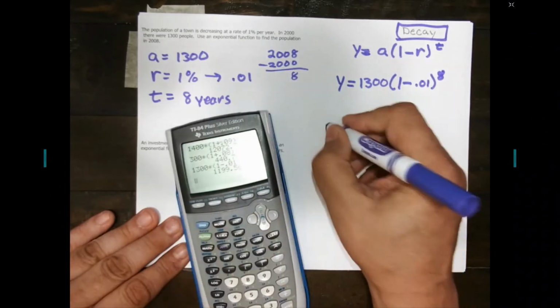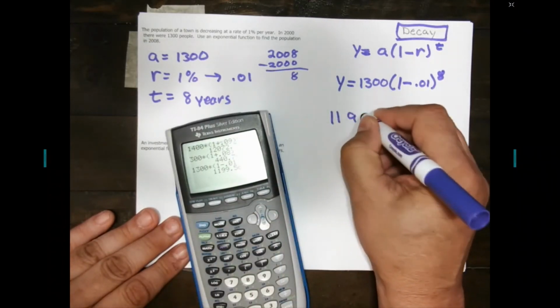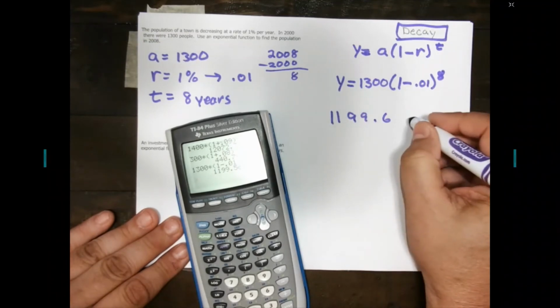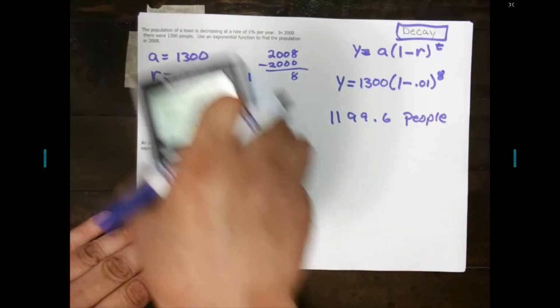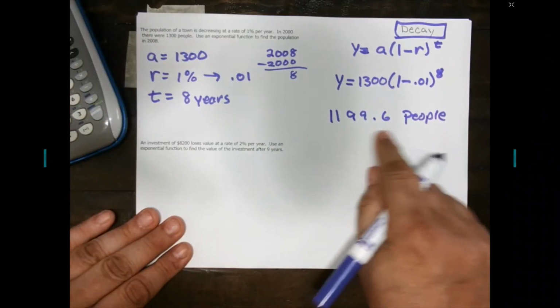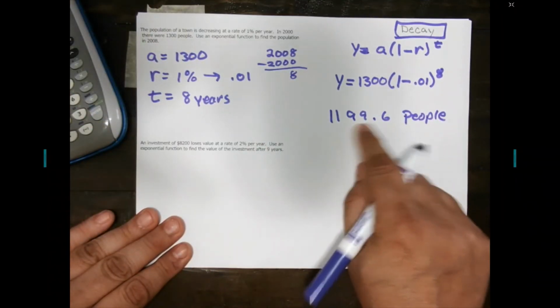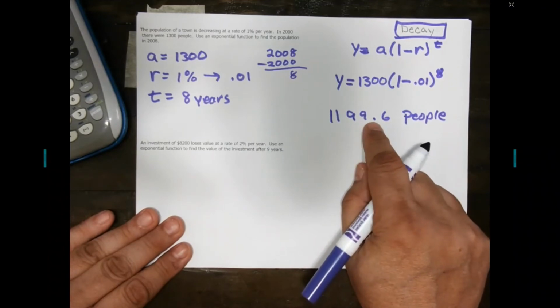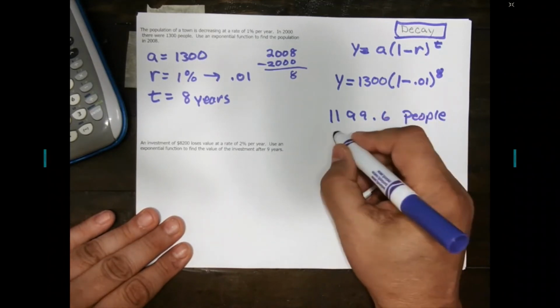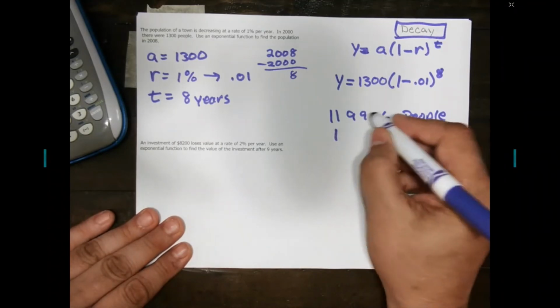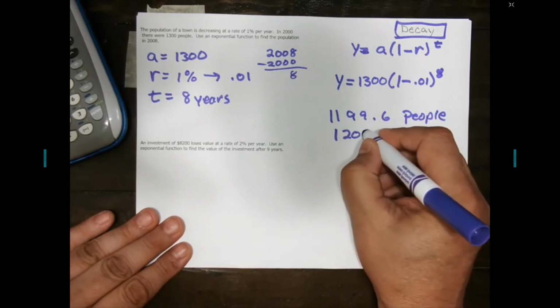1199.6, and that's a population, that's people. So we're not going to have a 0.6 person, so it's going to have to be a whole number. We're going to have to either round it up or down, and since it's greater than a half, we'll round it up. That's going to be 1,200 people.